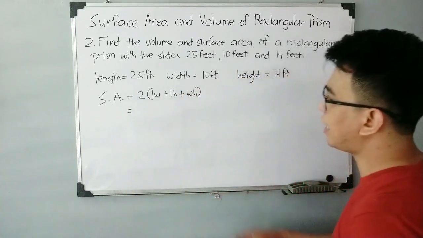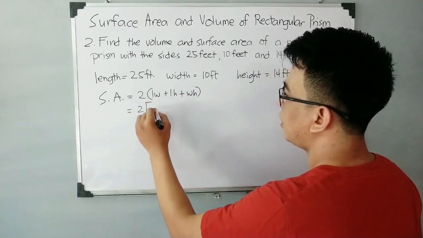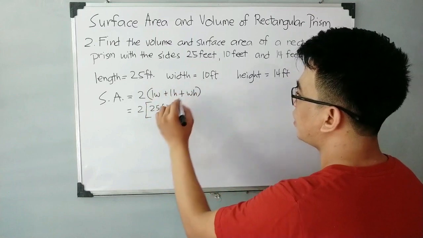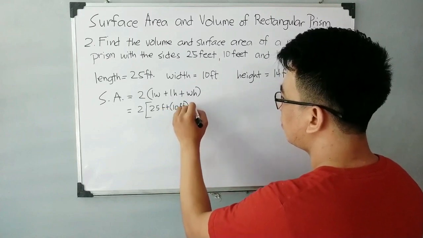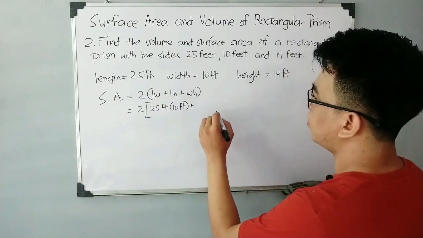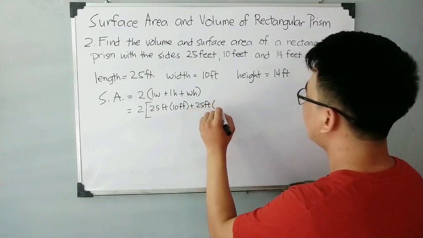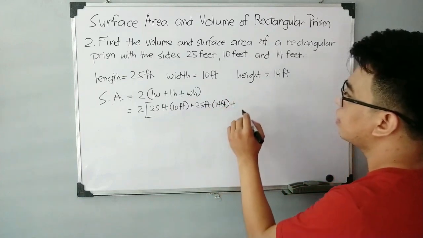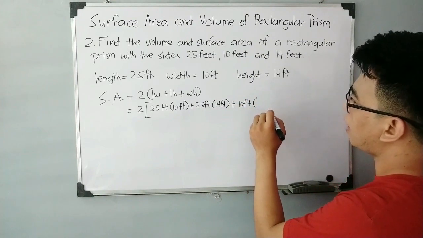So, since designated natin L natin as your 25 feet, that is 2, and then bracket tayo, we have 25 feet times your width, which is 10 feet. Plus your length, which is 25 feet, times 14 feet, plus your width, which is 10 feet, times your height, which is 14 feet.